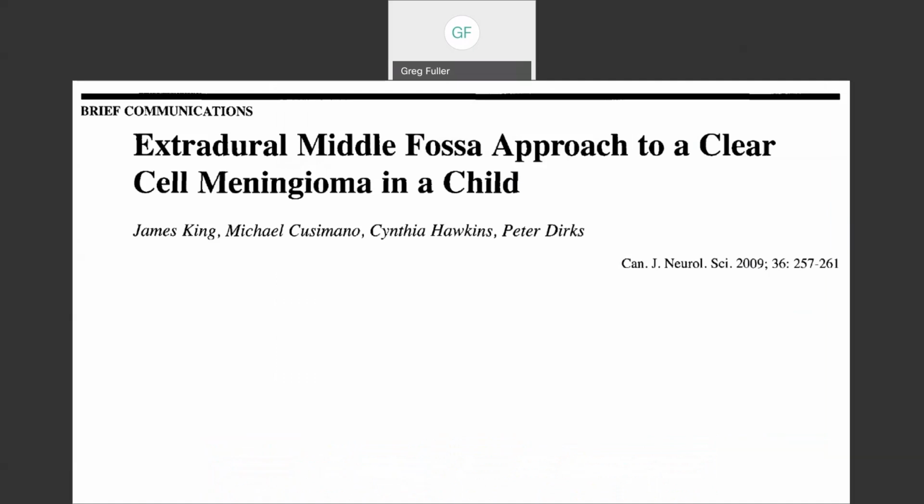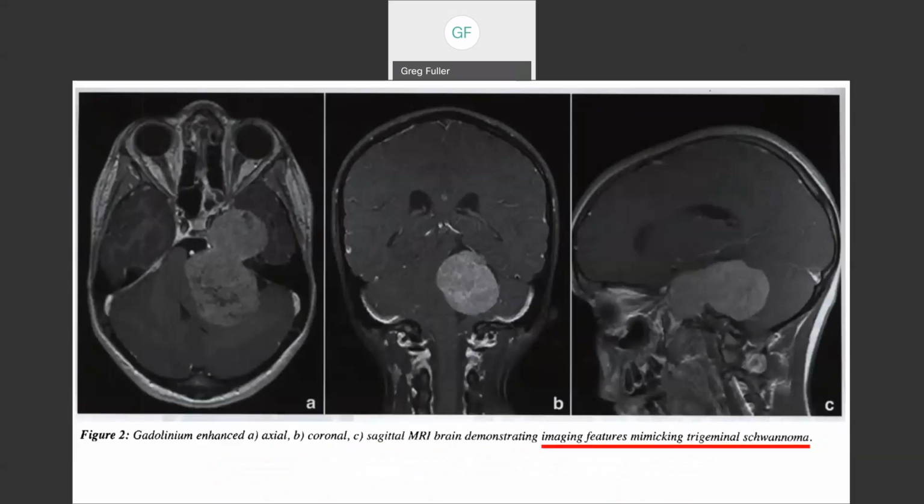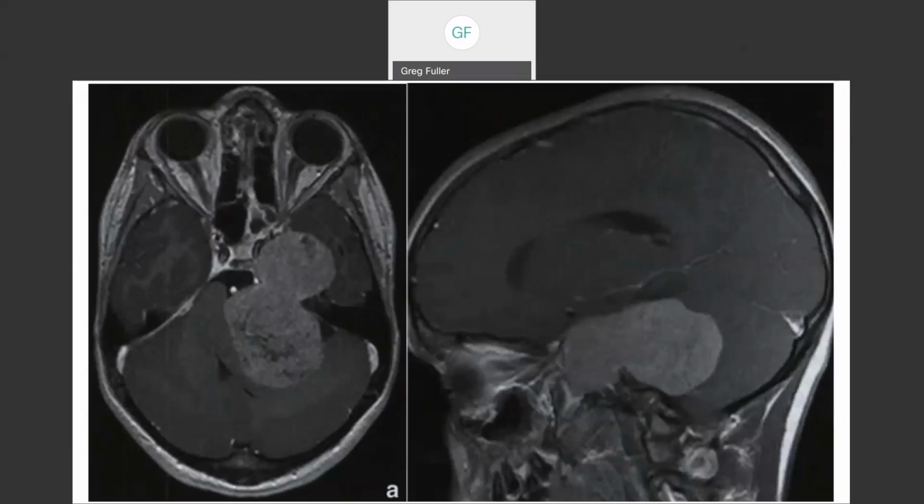Extradural middle fossa approach. Okay, this is a surgical paper about the surgical approach. You see Cynthia Hawkins there on the paper. Look at this legend: imaging features mimicking trigeminal schwannoma. I like these two writ large. I mean, look at that.